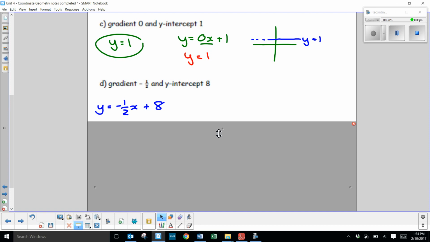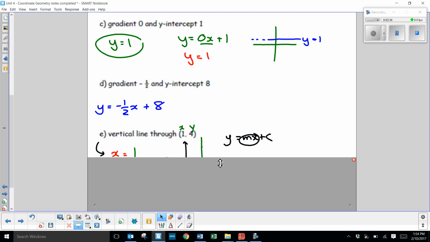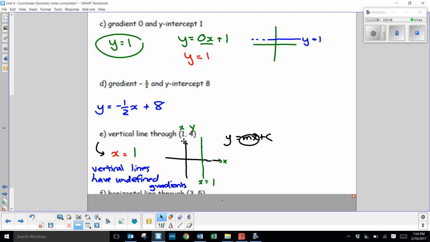Interesting one, a vertical line that cuts through this coordinate. So try to think what that would look like on a graph. Let's draw it out. Let's draw our coordinate plane, our y-axis, our x-axis. Let's mark in the coordinate (1, 4). So coordinate (1, 4) could be about there, cuts through x is 1, cuts through y is 4. And it's a vertical line that cuts through that. So then we'll just draw a vertical line through there.